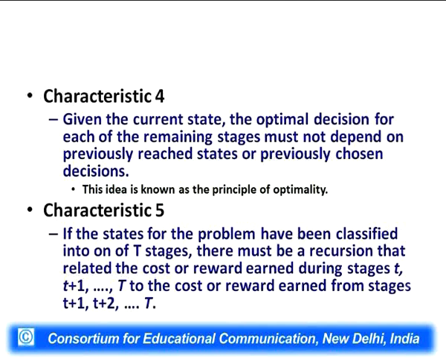Characteristic number 5, if the states for the problem have been classified into one of T stages, there must be a recursion that relates the cost or reward earned during stages t, t plus 1, till we have capital T, to the cost or reward earned from stages t plus 1, t plus 2, till T. Reward is nothing but the solution to the problem.